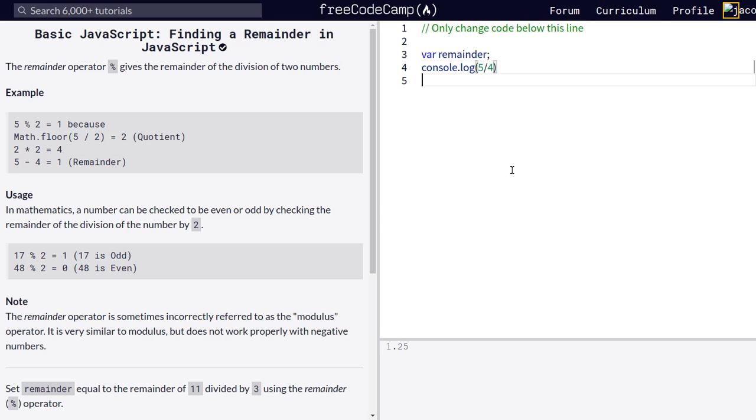So the remaining number is like that. And 1 divided by 4 equals 0.25. So 0.25 is the remainder of 1 divided by 4, and that remaining number is 1. So the remainder of 5 divided by 4 equals 1.